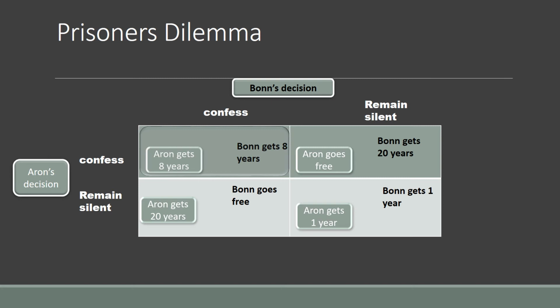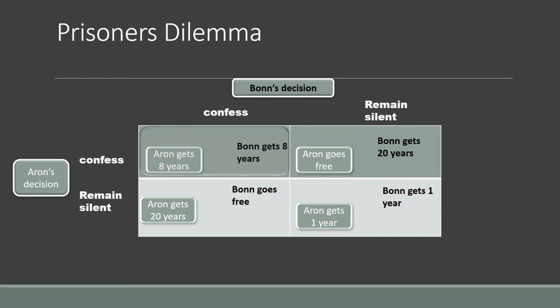So let's begin with Bond's decision. Suppose Bond is thinking, let's say Aaron chooses to remain silent. What will be the best strategy for Bond, to confess or remain silent, keeping in view that Aaron remains silent? Definitely, if you look at the table, Bond should choose to confess because then he could go free. But if he also chooses to remain silent, he has to spend 1 year in jail. So the best strategy out of these two is to confess and go free.